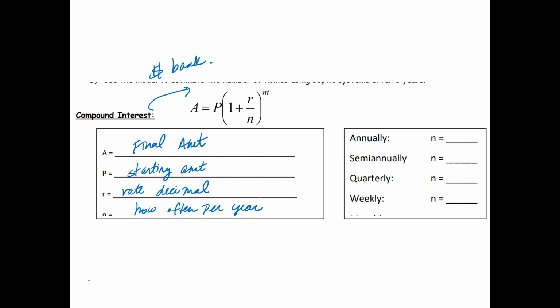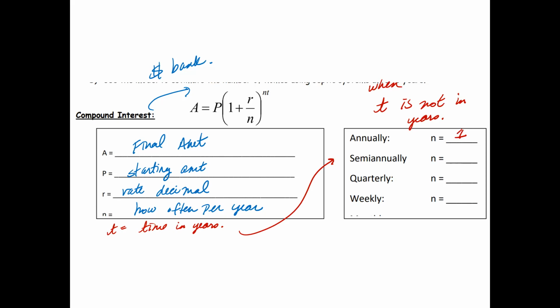Oh, and there's one more. I don't have it here, but T equals time in years. Has to be in years. So this is T. When T is not in years, this is what it means. Annual means that it is just going to be once a year. Like they're going to give you interest once a year.